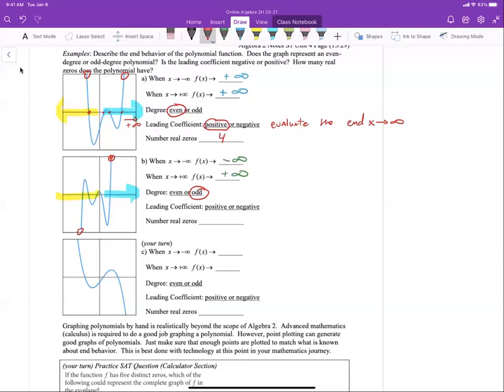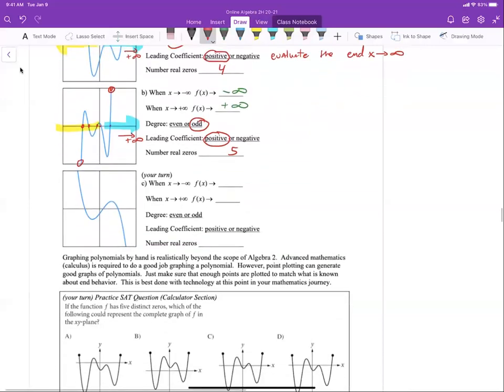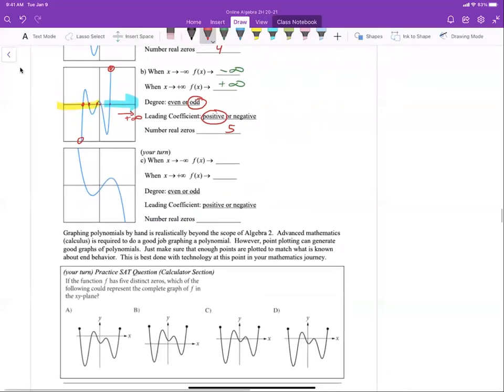Is the leading coefficient positive or negative? Well, what's happening on the x side? As x goes to positive infinity, is y going to positive infinity? Yes. So I didn't flip the sign, so it's got to have a positive number. And then the number of real zeros: 1, 2, 3, 4, 5. I have 5. Okay, how about trying one yourself?